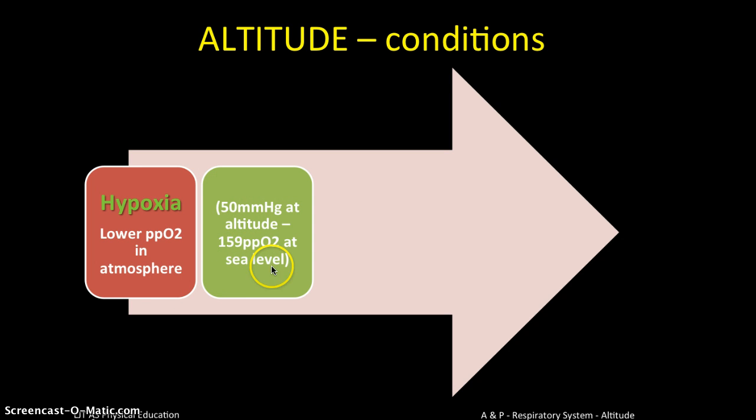Now, from sea level, we might have maybe 159 as a value of partial pressure of oxygen, millimeters of mercury, but at altitude it might be as little as 50. So there's quite a significant drop in the partial pressure of oxygen at altitude compared to at sea level.